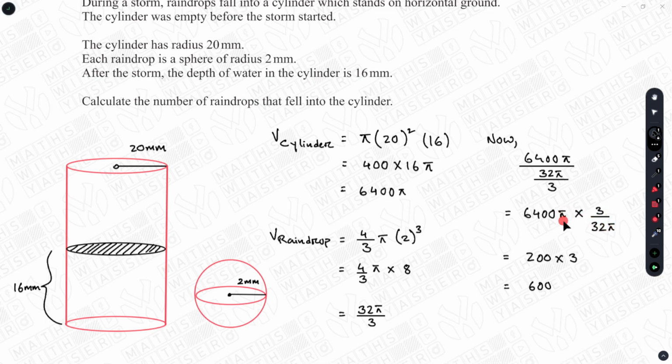Pi and pi will cancel out, and we can simplify 6400 over 32 by dividing both by 32. And this will be 32 times 2 is 64. Therefore, 32 times 200 will be 6400. So 200 times 3 will give us 600. So 600 raindrops fell into the cylinder.